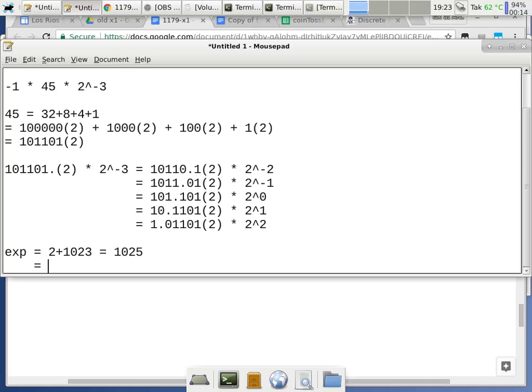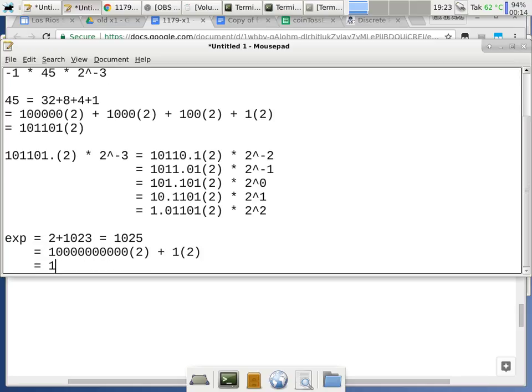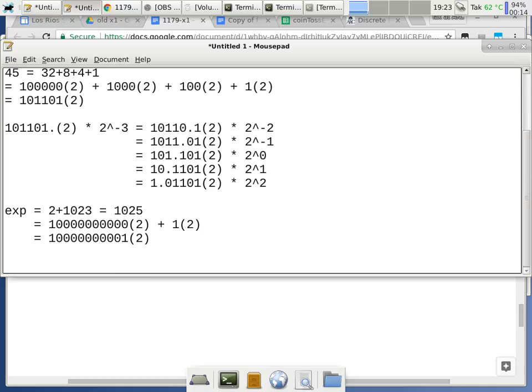Very good. Okay. So that means this is the same thing as 1 followed by 10 zeros. 1, 2, 3, 4, 5, 6, 7, 8, 9, 10. Plus 1. Let me emphasize this is all in base 2. So that turns out to be just 1 followed by 9 zeros, and then the 1 in base 2. That is what we need to put into the double precision floating point number.